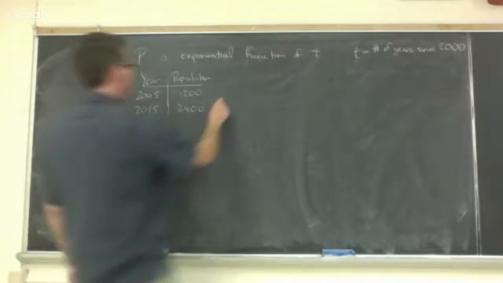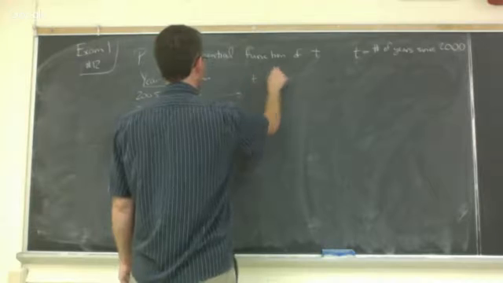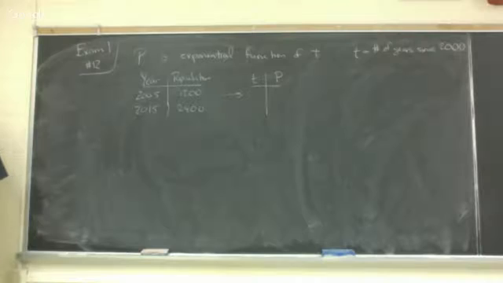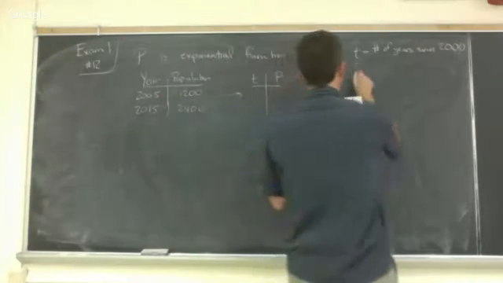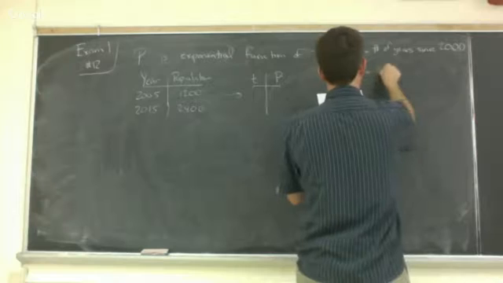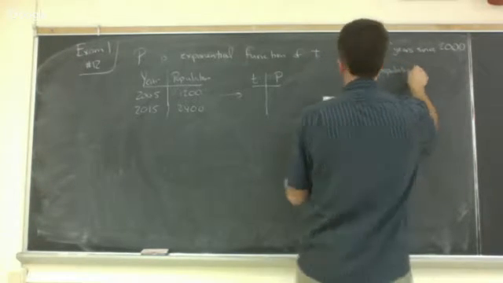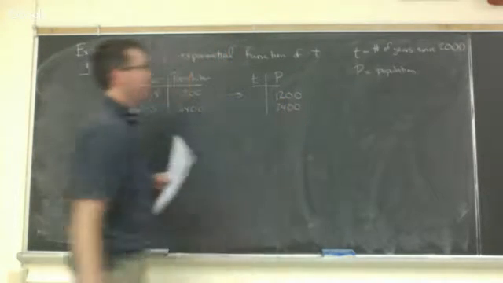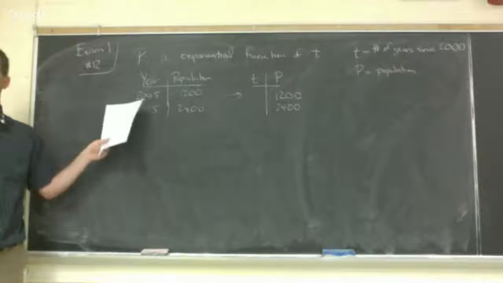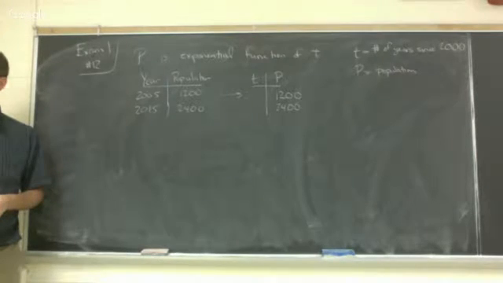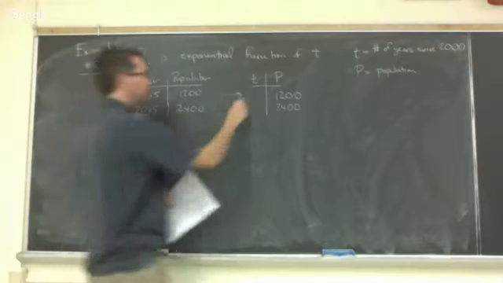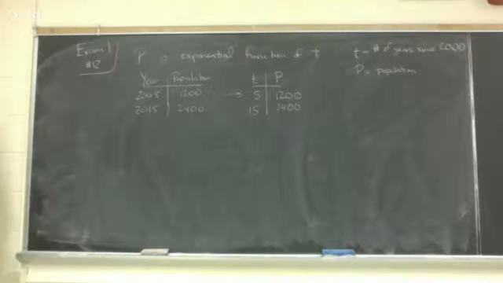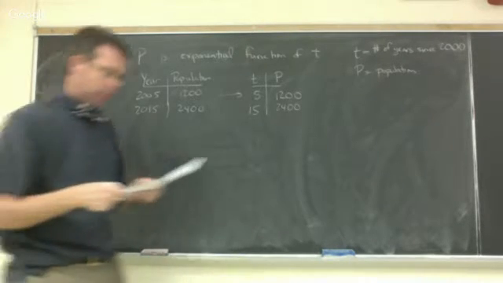what we need to do is translate this into a function of t and P. So T is the number of years, P is the population. And so my population numbers are the same, but I do have to think about what the year is. So at 2005, how many years has it been since 2000? So here T equals 5, and here T equals 15. Okay. All right.